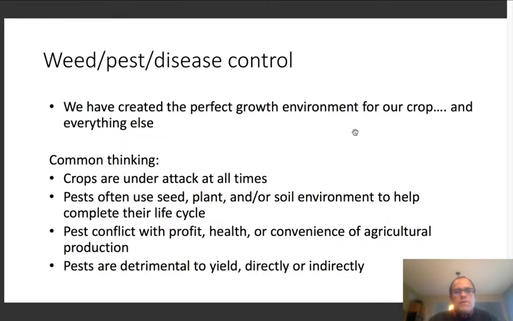Next step, weed and pest and disease control. It's interesting, right? We spend so much time talking about that environment that we're creating for the plant, but not only have we created a great environment for the plant to grow, it turns out that lots of other things can enjoy that environment as well. And this includes weed plants, pests, and various types of disease that can attack the plant.